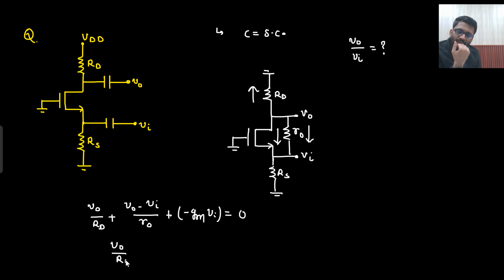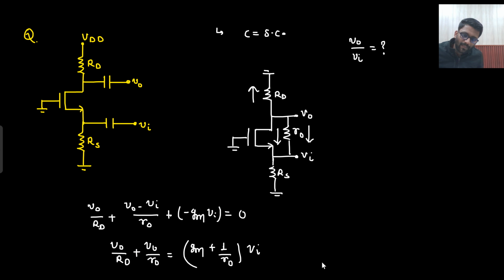So V0 upon RD plus V0 by R0 is equal to gm Vin plus Vin by R0, that is (gm plus 1 by R0) into Vin. So what can I do? Can I write it in this manner? V0 divided by RD parallel with R0.